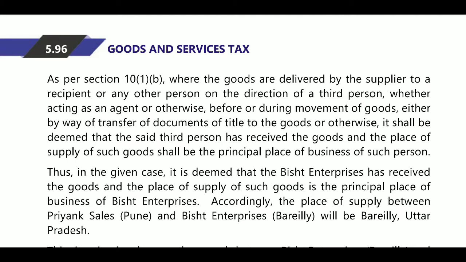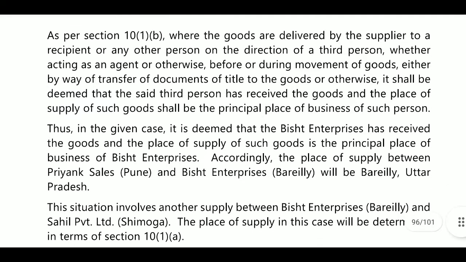Who is the third person? In our case, that is Bishant Enterprise. Thus in the given case, it is deemed that Bishant Enterprise has received the goods. See, the deeming provision will be applicable. The place of supply of such goods is the principal place of business of Bishant Enterprise. Accordingly, the place of supply between Priyank Sales and Bishant Enterprise will be Bareilly, Uttar Pradesh.